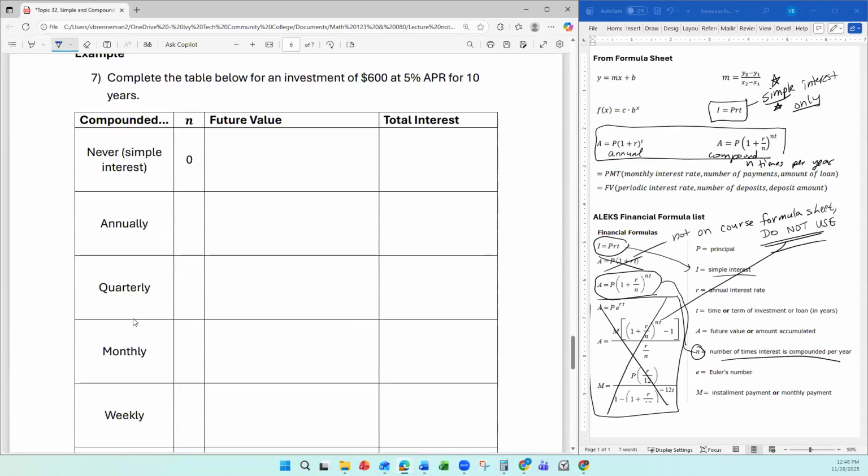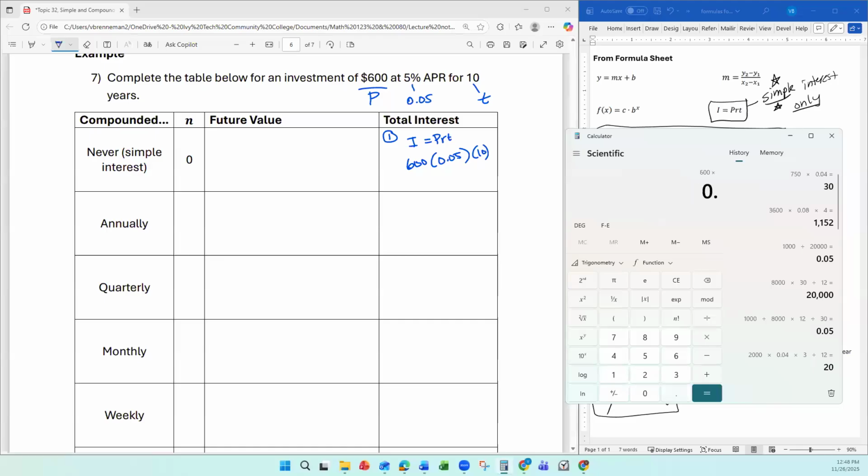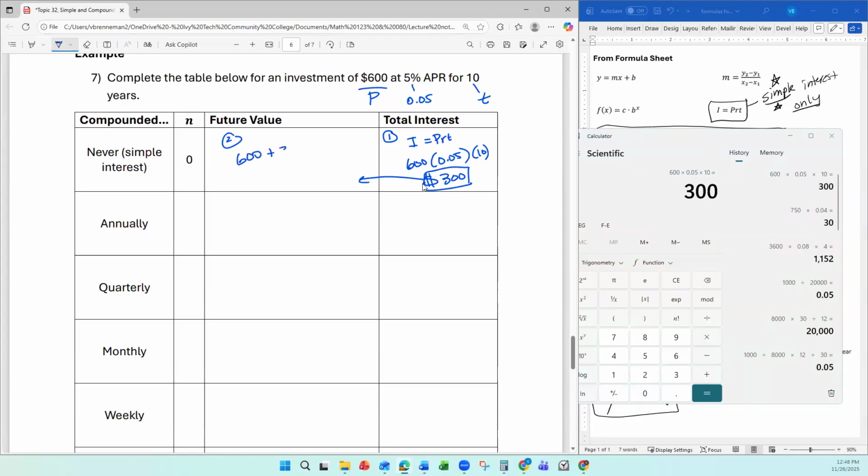So example number 7, we have an investment of $600 at 5% APR for 10 years. If it's simple interest, the total interest would get calculated first. That would be PRT, so it would be 600 times 0.05 times 10, and that's $300. And then from there, you would go 600 plus 300 and get 900 for the future value.